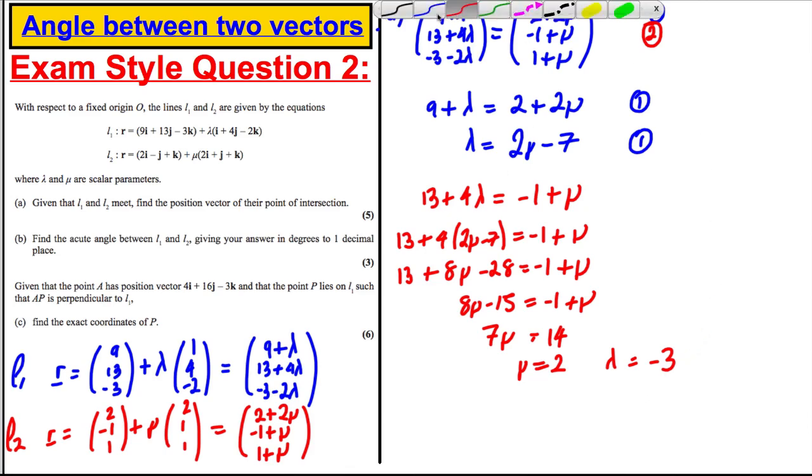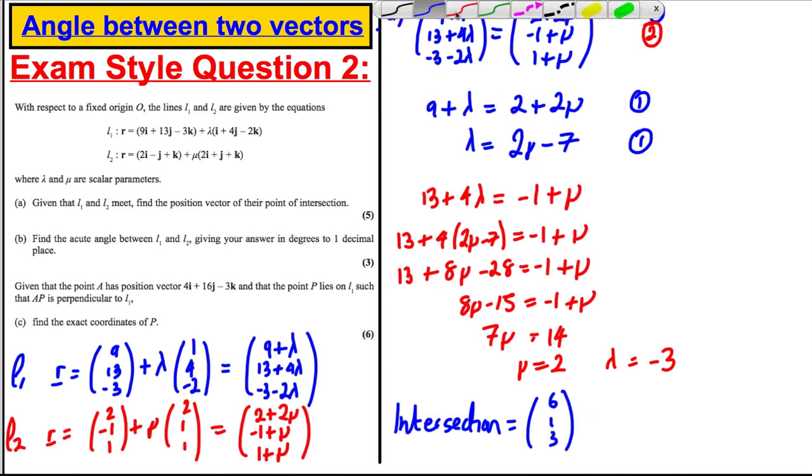The intersection point, therefore, well, it would be what happens if I put lambda as negative 3 in here. 9 subtract 3 would be 6. 13 plus 4 times negative 3 would be 13, take away 12, which would be 1. And negative 3 subtract 2 times negative 3. Well, negative 2 times negative 3 is 6, so negative 3 plus 6 would be 3.